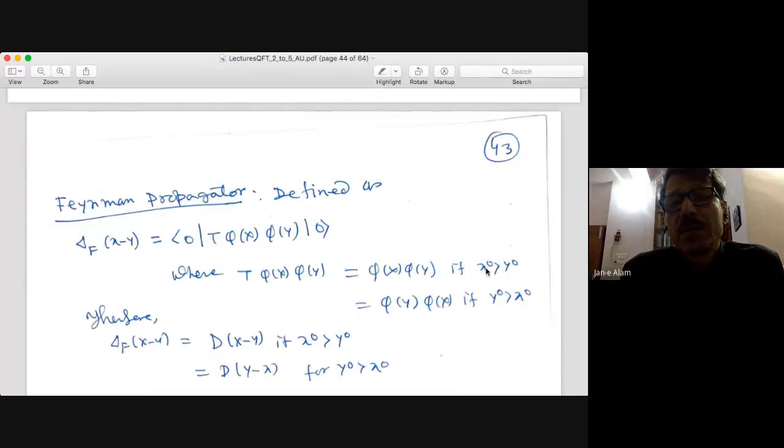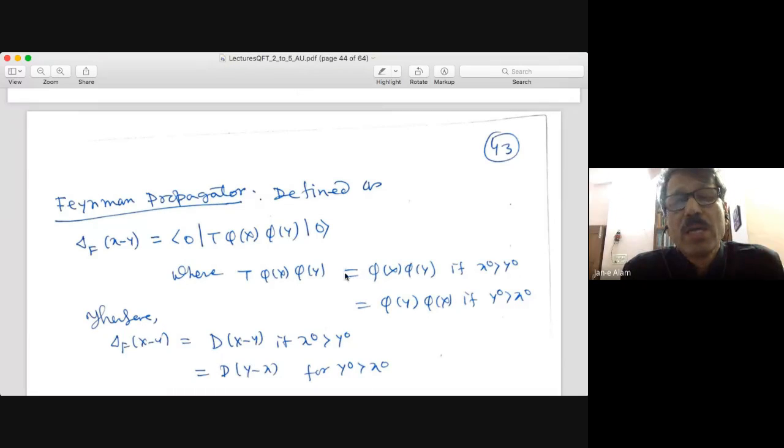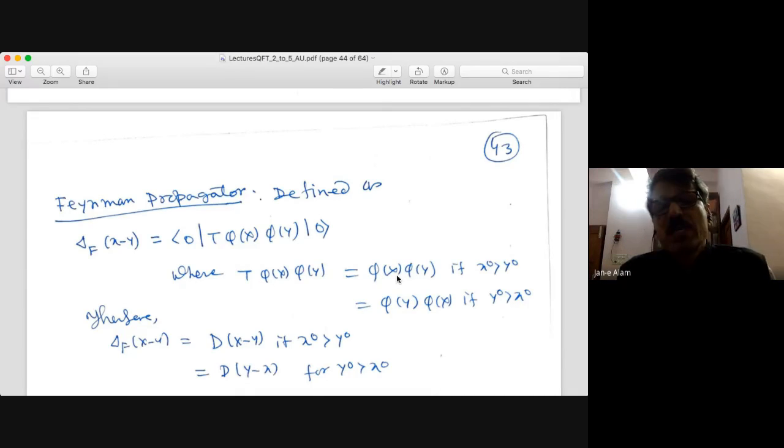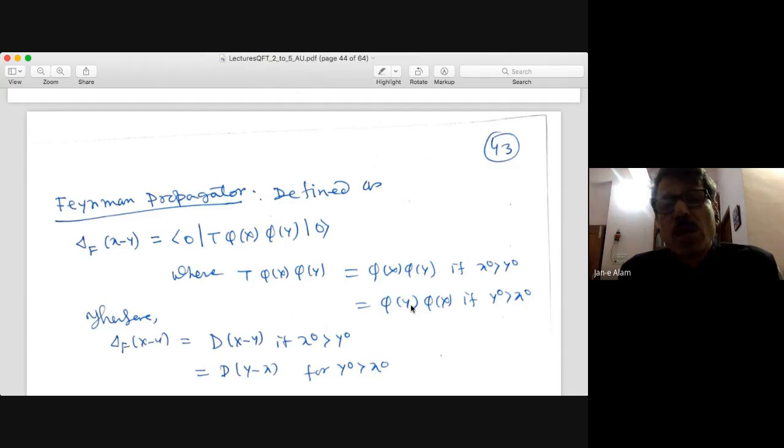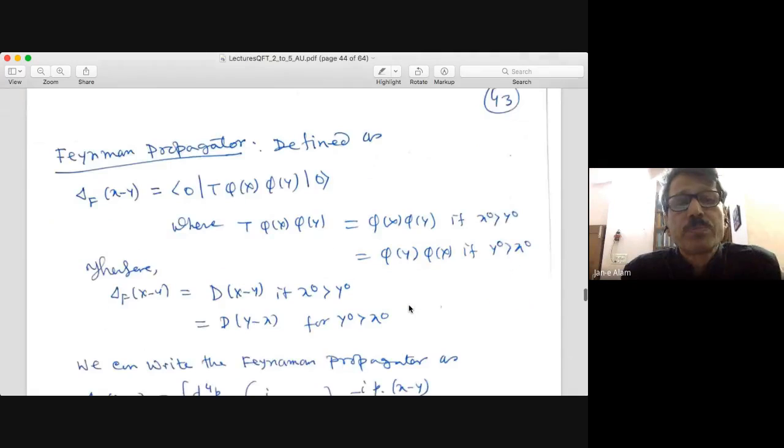If the time x⁰ is more than y⁰, then when you operate with the time-ordering operator, the later time will come first, and then the earlier one. But if y⁰ is greater than x⁰, then the time ordering will give you the product φ(y)φ(x). Just the order will be reversed, right?